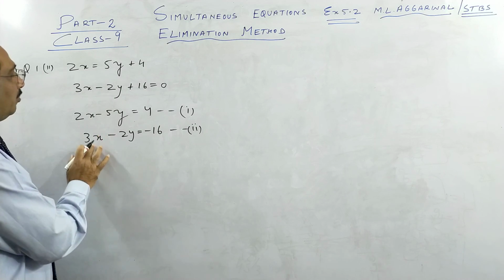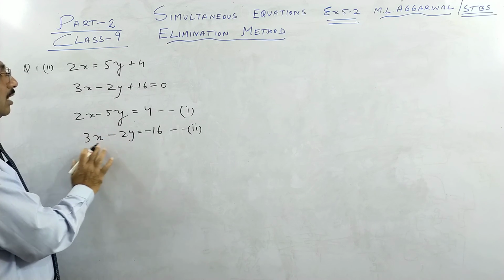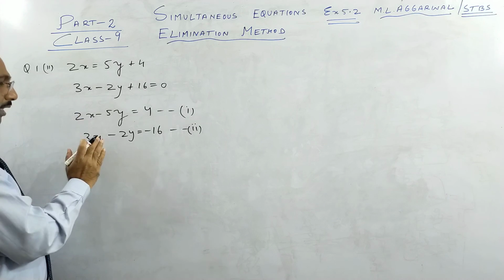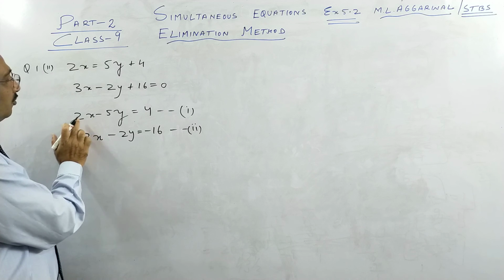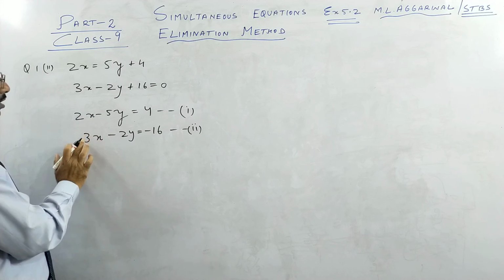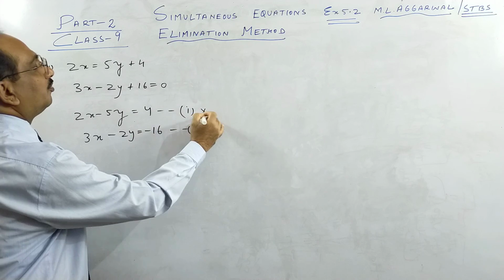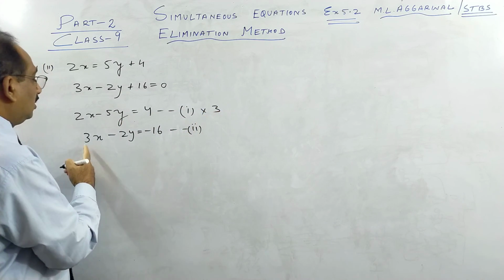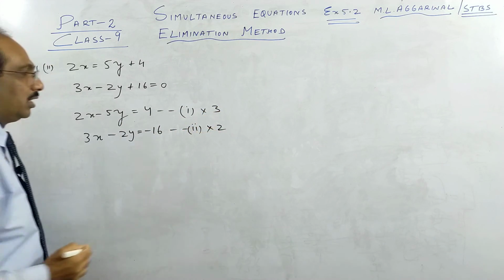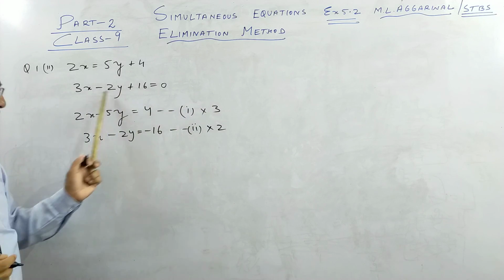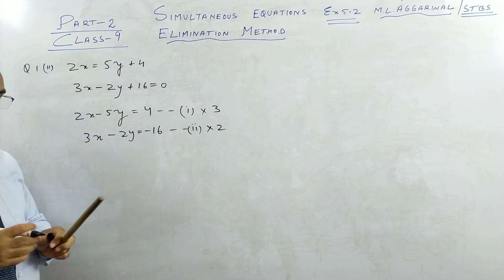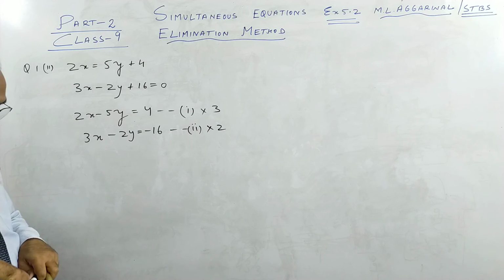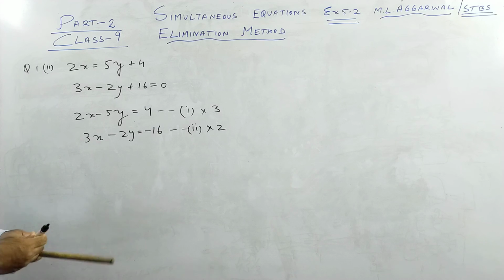Now I want to make one of the variables equal. Not exactly the variable, the coefficient of the variable. These are variables. Their coefficient, 2 is the coefficient of x here and 3 is the coefficient of x. So the first equation I'll multiply by 3 and the second equation I'll multiply by 2. You will see 3 2s are 6x, 2 3s are 6x. But remember, when you multiply, you have to multiply both sides of the equation. So see how we do it.